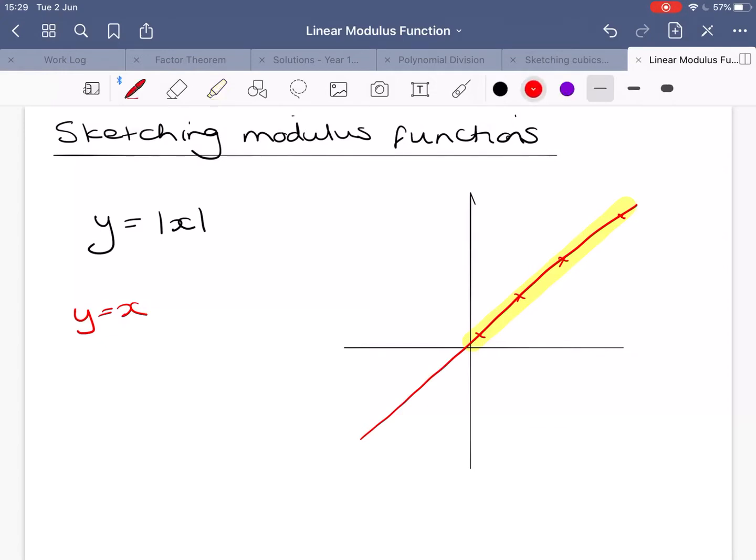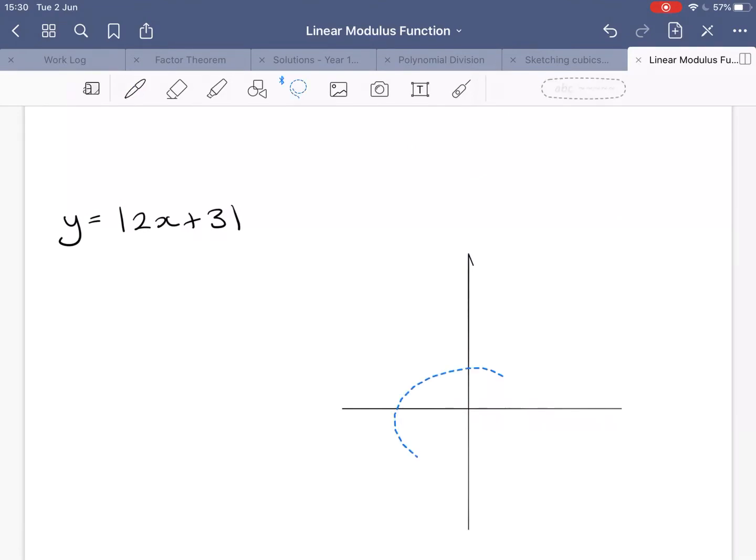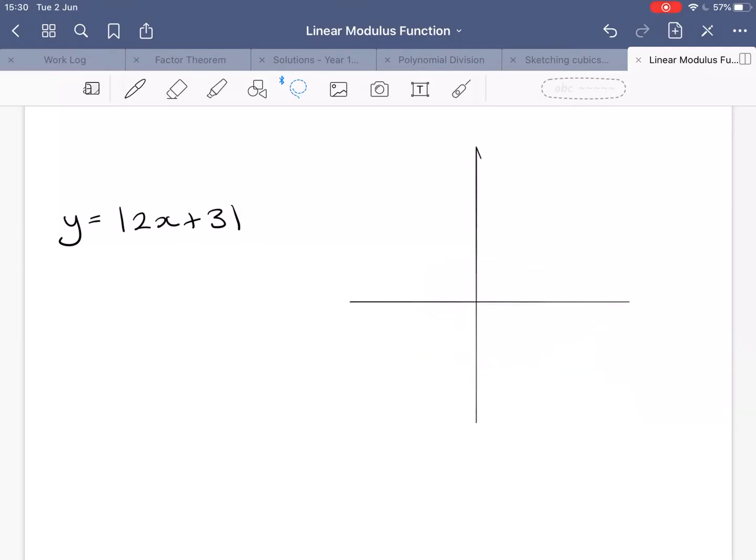But remember, the modulus turns negative numbers into positive values. So if I wanted to then sketch y equals the modulus of x, this is exactly the same when the y is positive. But when the y is negative, the y gets turned into a positive value, and so you end up getting a reflection. So the purple line is y is the modulus of x. So they might say, sketch y equals the modulus of 2x plus 3. And what I tend to do with this sort of thing is, I always sketch first with a dotted line y equals 2x plus 3.